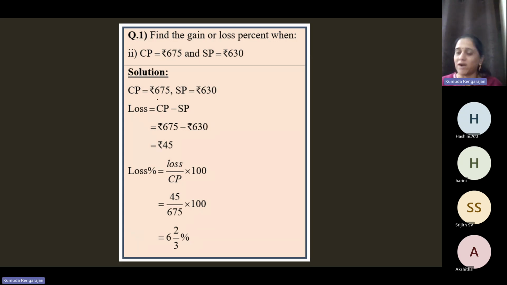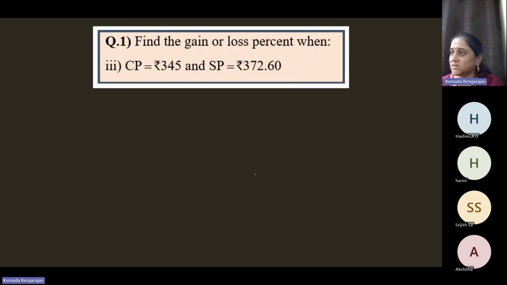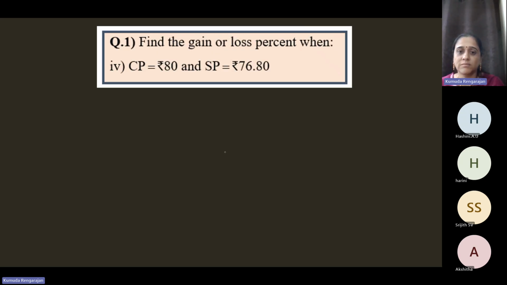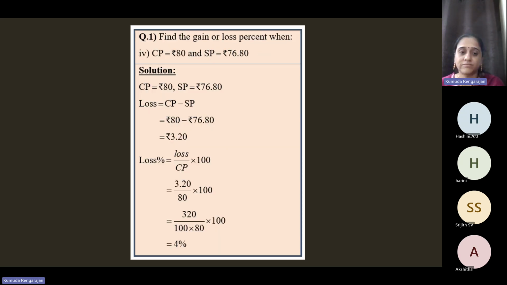Okay, so you buy a product for 675 rupees and you're selling it for a lesser price, 630. So it's a loss for you. CP minus SP will give you the loss. Loss is 45 rupees and loss percentage is loss by CP into 100. Cancel and this is the answer. All right. So that's what you'll have to do in all these sub questions under the first one. Okay. This is fine? Yes.